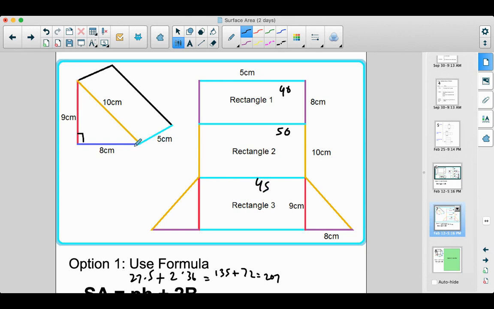Okay, for the triangles, again, it's base times height divided by 2. So I already did that part. So 8 times 9 is 72, divided by 2 is 36. So this is 36, and the back one is also 36. Okay, so we got all those together. We get 100, this is 90, 135 plus 72 is 207. We get the same answer, 207 centimeters squared.